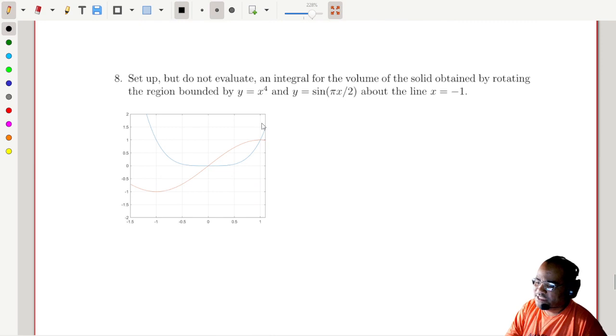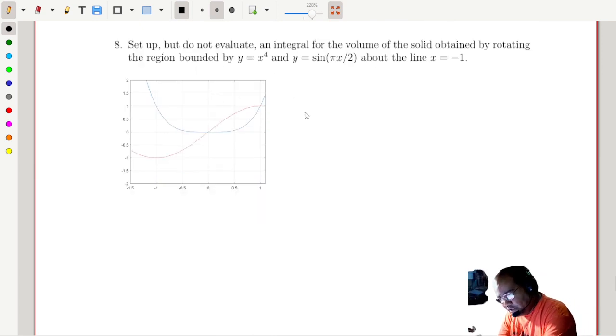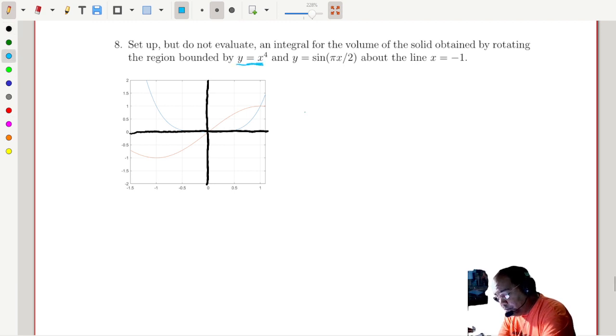In a similar vein, we're going to set up another integral here. All right, let's go ahead and draw everything in here. Let's draw on my axes here just so it's a little easier for everyone to see. Here's the x-axis, here's the y-axis. Region bounded by, let's see, I have y equals x to the fourth in blue, and then sine of pi x over 2 in orange.